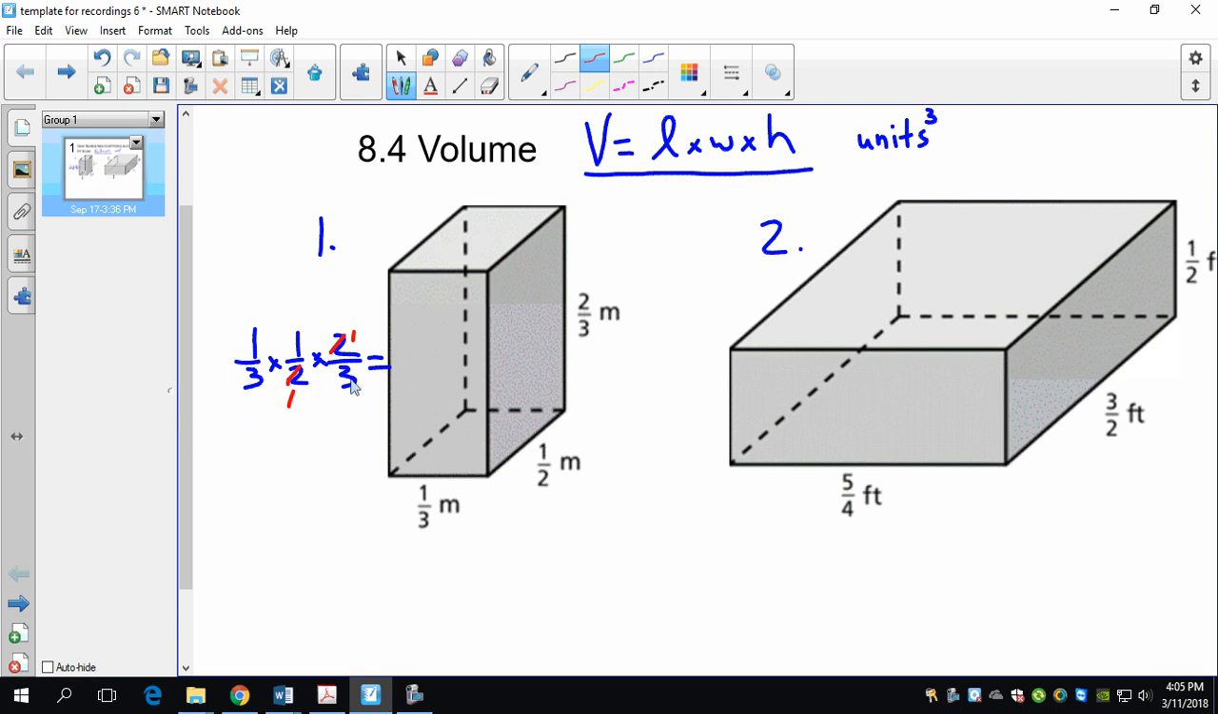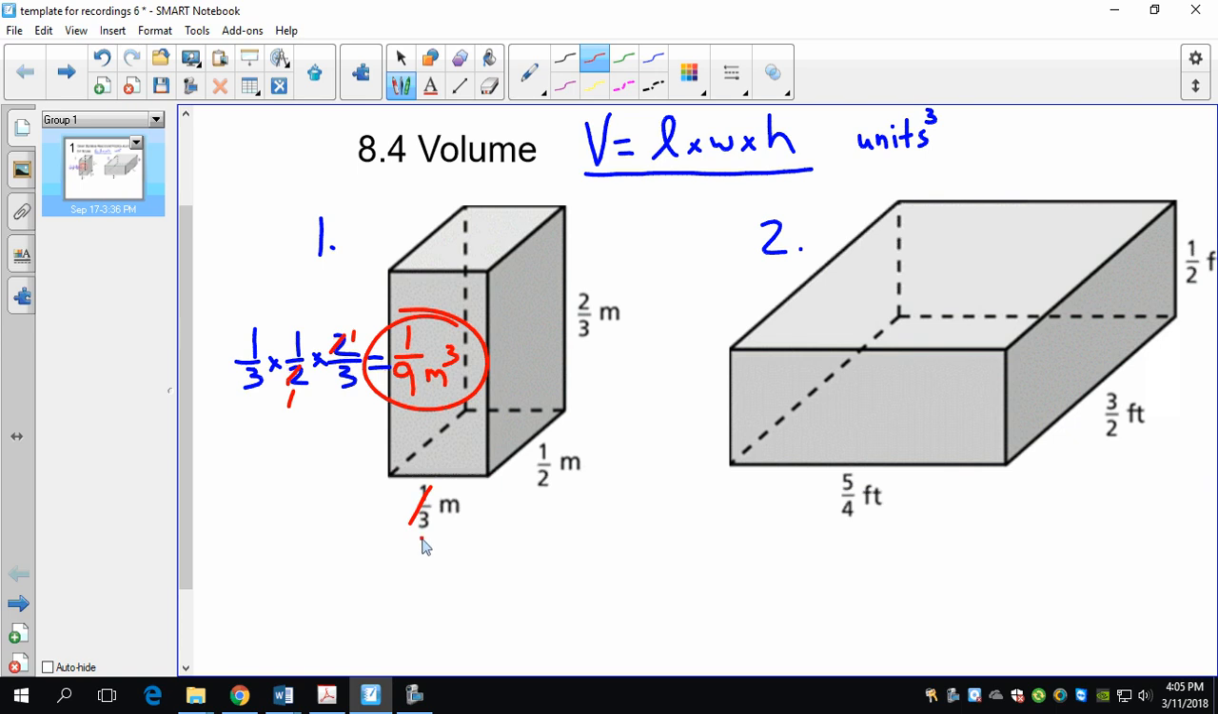We have 1 times 1 times 1, that's going to be 1. And we have 3 times 1 is 3, times 3 is 9. So our answer for the first one is going to be 1/9, and that is meters cubed. 1/9 meters cubed.